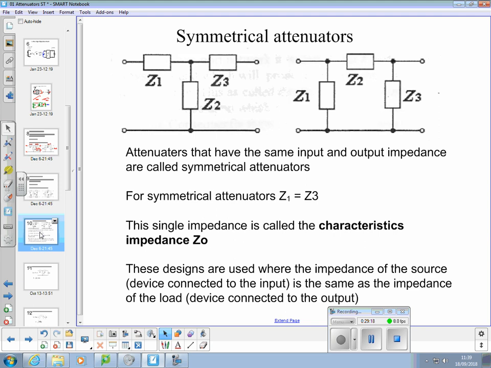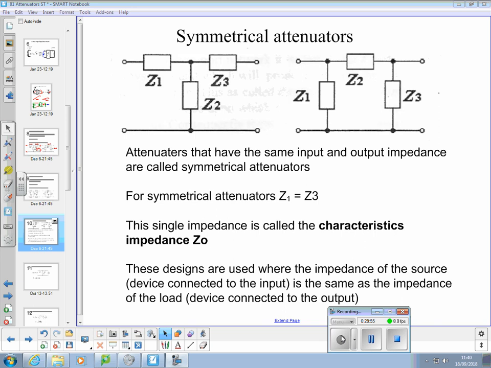Just briefly, there isn't a slide on them. The other type are called asymmetrical. Again, there are pi and T-type designs. And they're the type where the input and output impedance aren't the same. So if you've got a 500 ohm sensor and you want to connect it to a 1000 ohm instrument, you can put an attenuator between the two to match them. The only issue there is that you're going to get at least a certain amount of attenuation whether you want it or not because of the different matching.